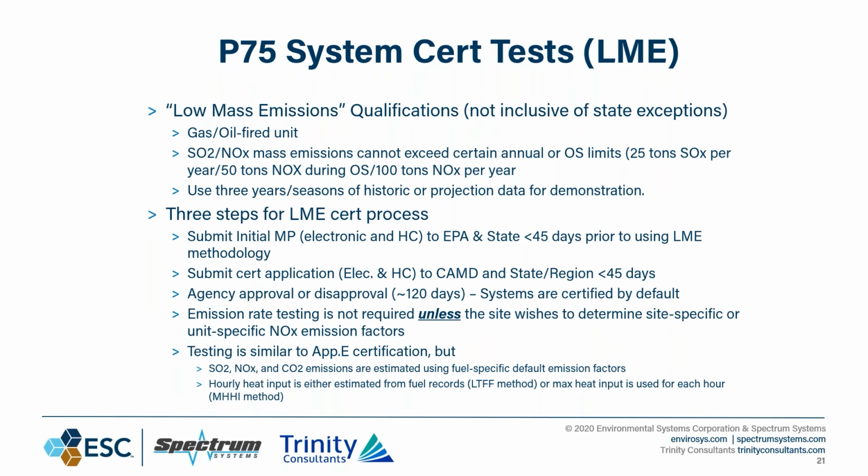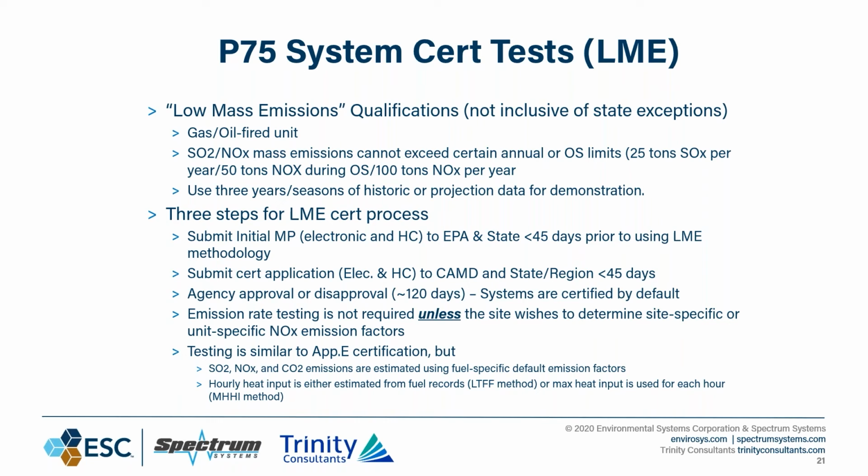If you're doing Appendix E methodology, while you're at it, you may want to explore low mass emitter status to see if you qualify there as well. The qualifications for it, not inclusive of any state exceptions, meaning you can't violate the permit, are that you must be a gas or oil-fired unit, usually. Your SO2 or NOx mass emissions cannot exceed certain yearly or ozone season limits. And that means 25 tons of SO2 annually, 50 tons of NOx during ozone season, or 100 tons of NOx per year. You'd use 3 years or seasons of your historical projection data to demonstrate this.